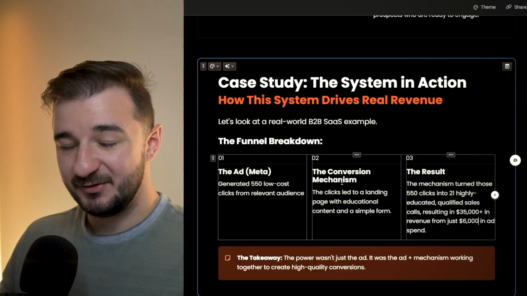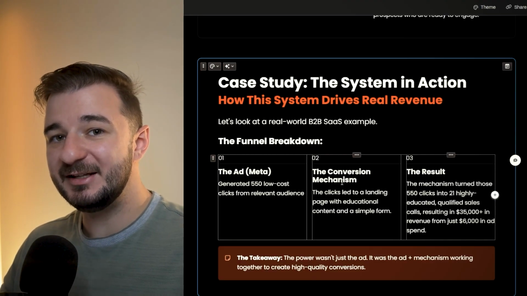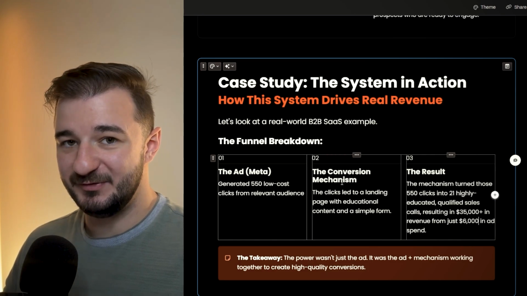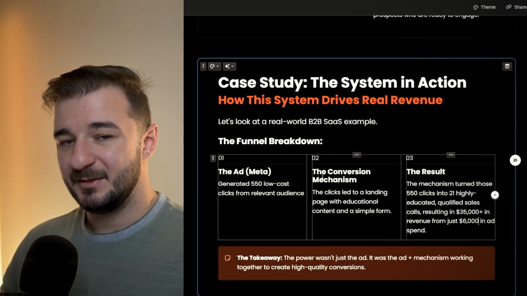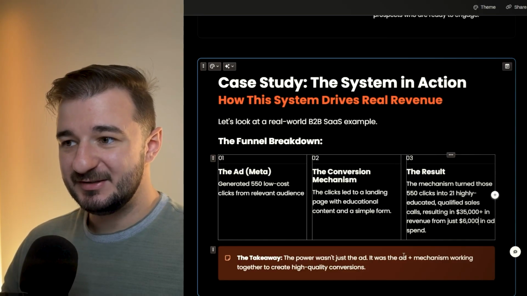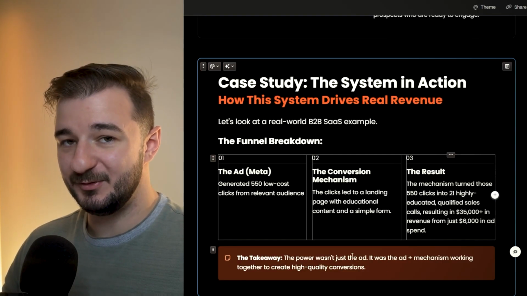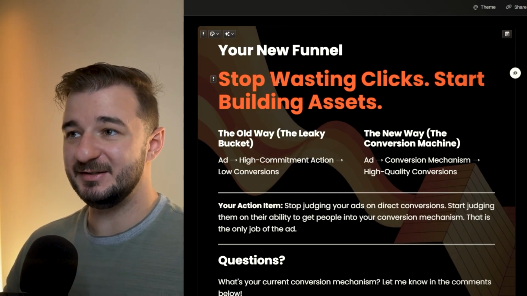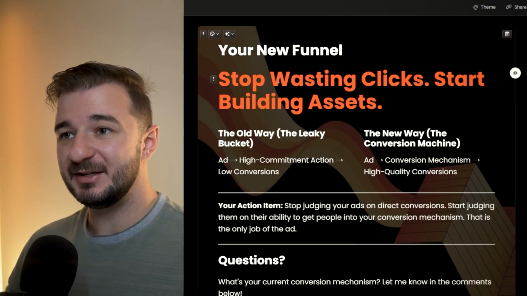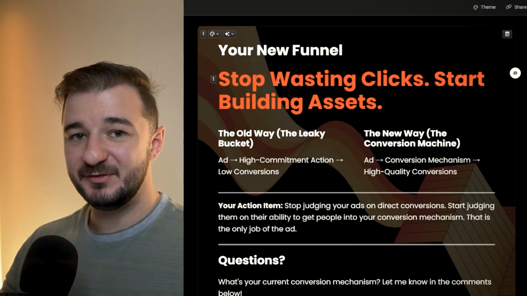Because before that, this company was running ads to a homepage and it was getting the clicks, but none of the clicks were converting because they lacked this conversion mechanism here. So it's not just the ad, it's the ad plus the mechanism working together to create high quality conversions. Now, in your new funnel, please just stop wasting clicks. Clicks are just the beginning. The whole point of an ad is to get people to your conversion mechanism.